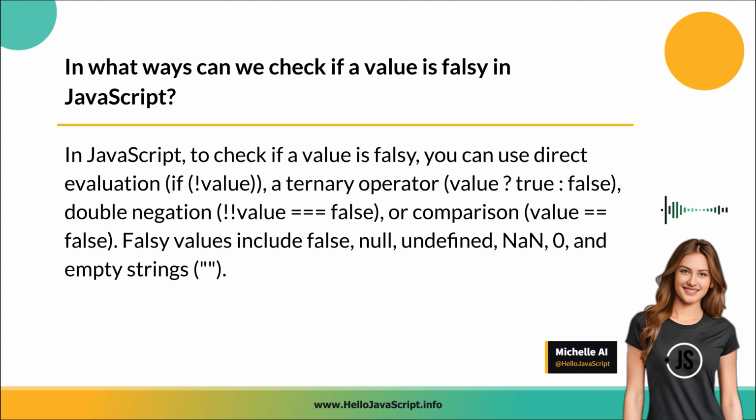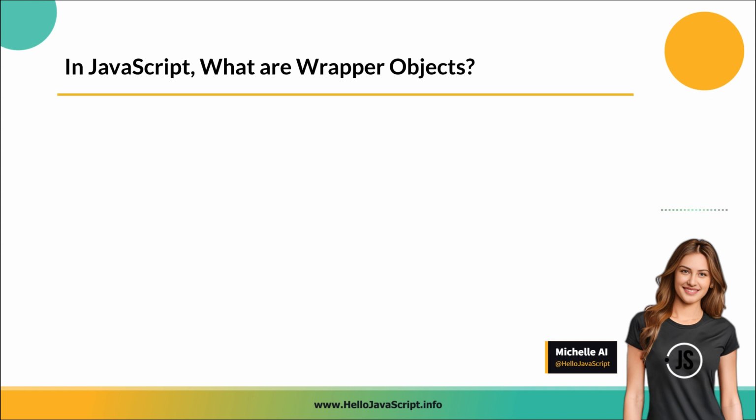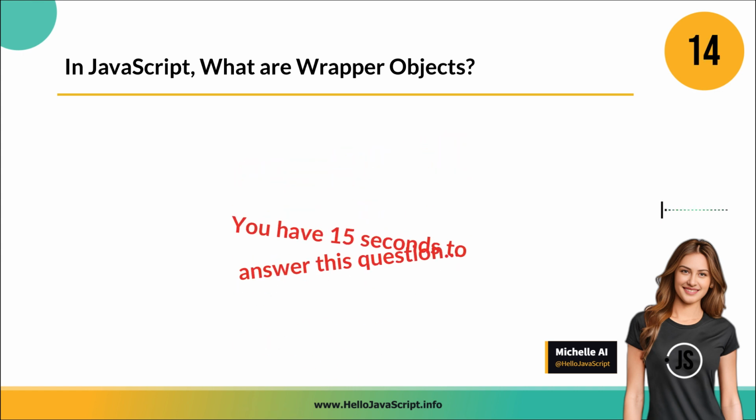The correct answer is: in JavaScript, to check if a value is falsy, you can use direct evaluation, a ternary operator, double negation, or comparison to false. Falsy values include false, null, undefined, NaN, 0, and empty strings. This is the next question. In JavaScript, what are wrapper objects?